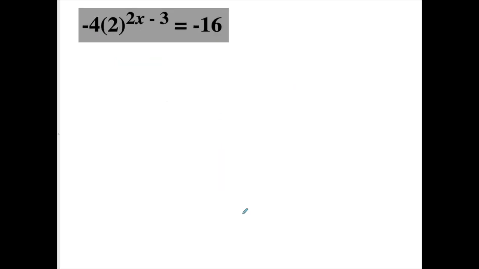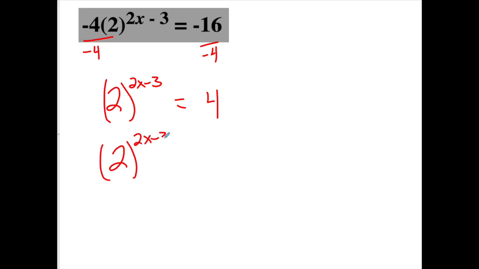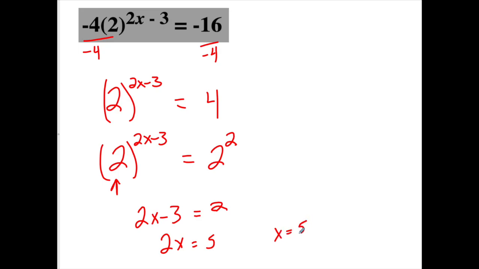All right, coming down to the last one here. And same idea. First, get your bases alone. So I'm going to divide by -4. So I've got 2^(2x-3) is equal to 4. Now the bases are alone. I'm going to rewrite the right-hand side as a power of 2 because that's the base here. Right? Because 4 is 2 squared. Now I have two equal expressions with the same base. So by the one-to-one property, their exponents must be equal. And now I solve for x by first adding 3 and then dividing by 2. So x equals 5 halves, or 2.5.